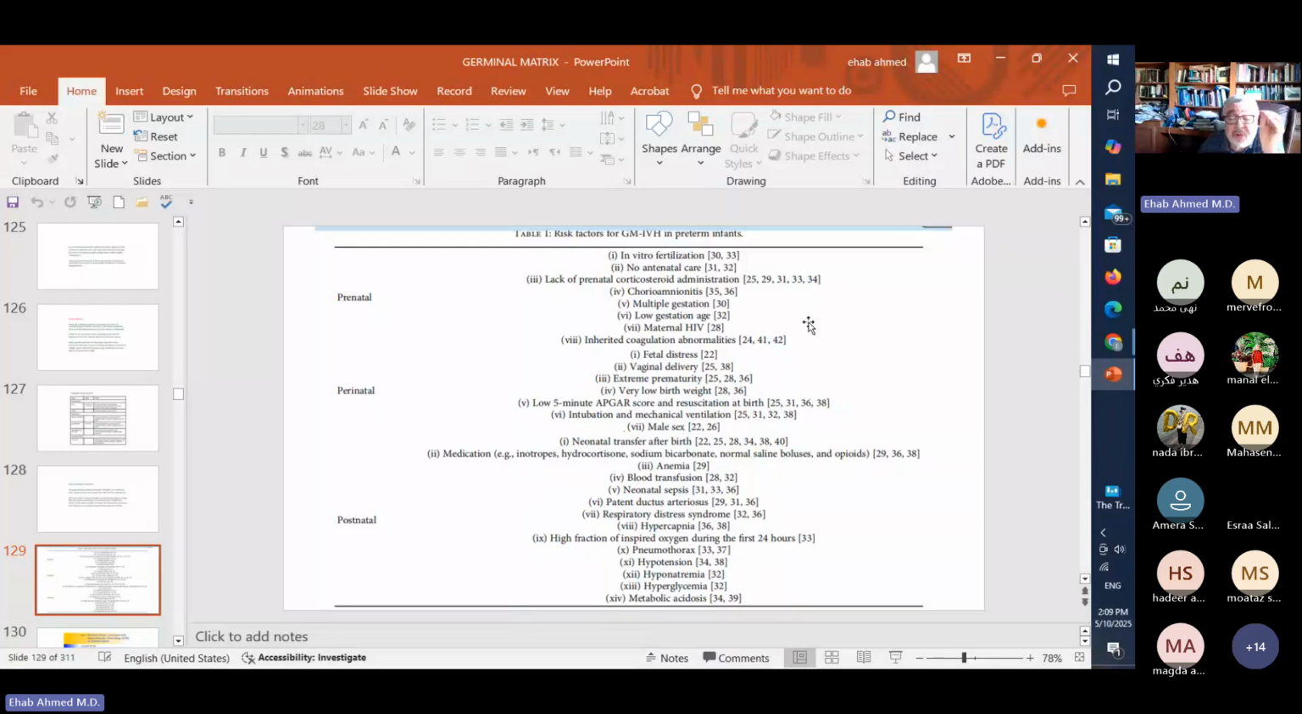Why this is important? Because when you do prevention, you think, what are the risk factors? How can we prevent it? By preventing the risk factor, or by early detection of risk factors, or by early management of risk factors. Okay, so the prevention can work. At least you can try to prevent, if not make the GM-IVH less severe, at least make no complications allowed to happen.